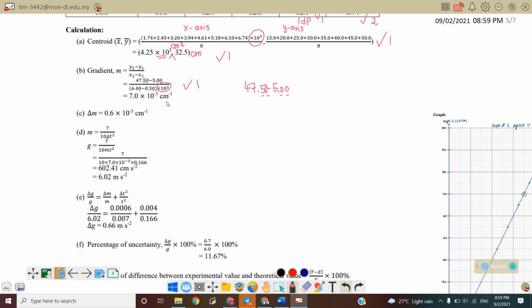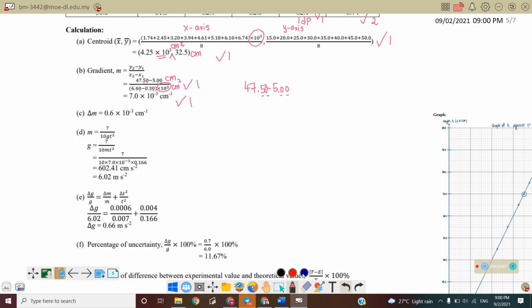And the answer with the correct unit. So what is the correct unit? Because our y-axis, h, is in cm, and for r square it is cm square. So cm you cancel off, you will get cm^-1 or per cm. So correct unit, you will get 1 mark.